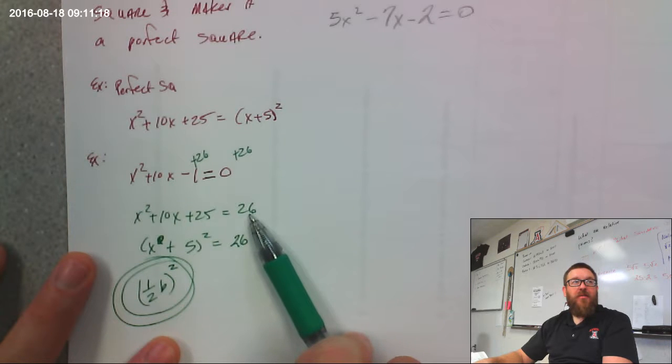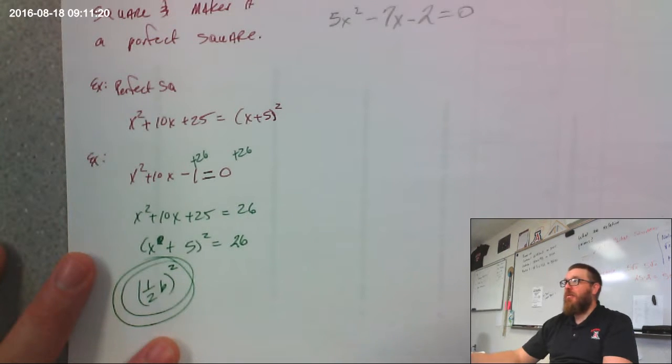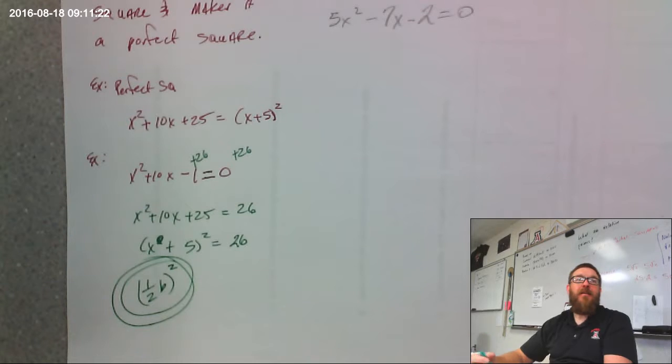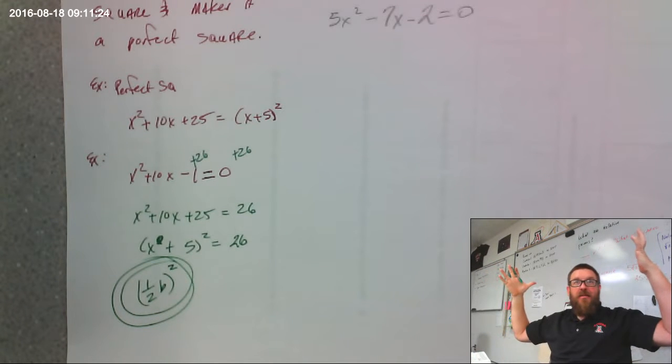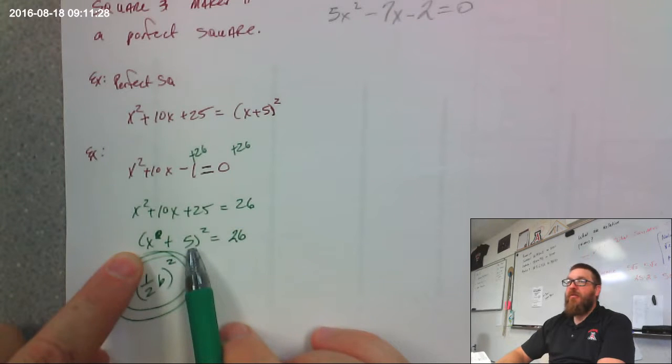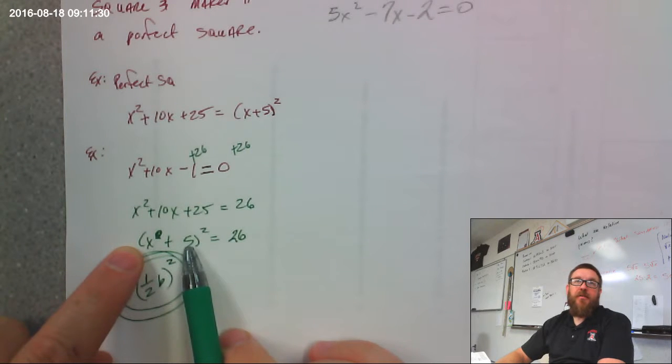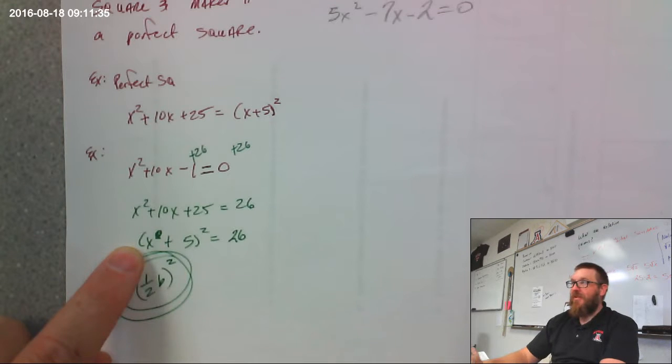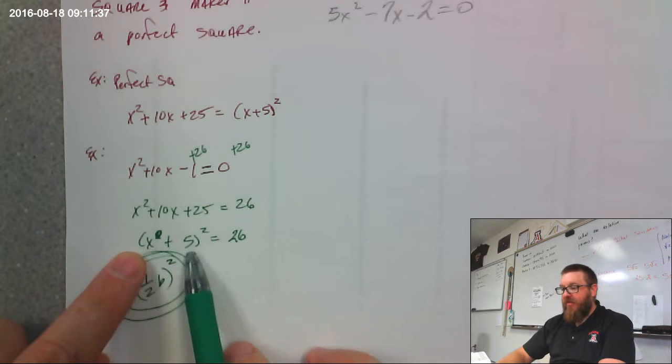So I'm not talking about how you do it, I just want to make sure that you see what is happening. Like big picture. So this is now a perfect square over here, you can factor it. And if you wanted to solve this, you would just take the square root and then subtract 5 from both sides.